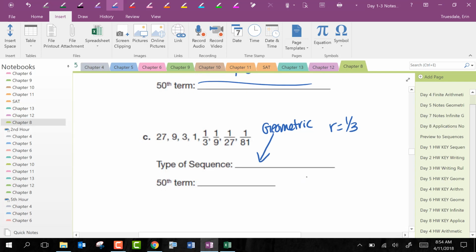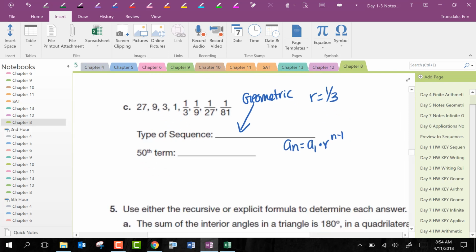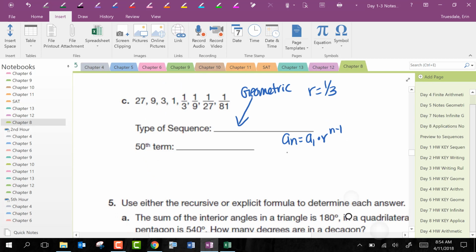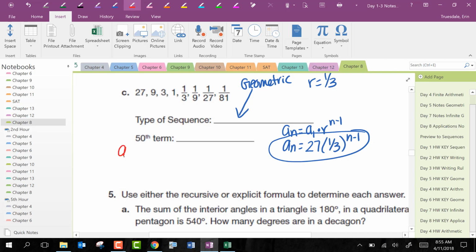Okay, so I'm going to write the general rule: AN equals A1 times R to the N minus 1. So AN equals, what's the first term? 27 times 1/3 to the N minus 1. Okay, that's your general rule. There's no real simplifying or anything you have to do. How do I find the 50th term then? Plug in 50 for N. Good. Okay, be careful on your calculator when you do that. So A sub 50 equals 27 times 1/3 to the 50 minus 1.